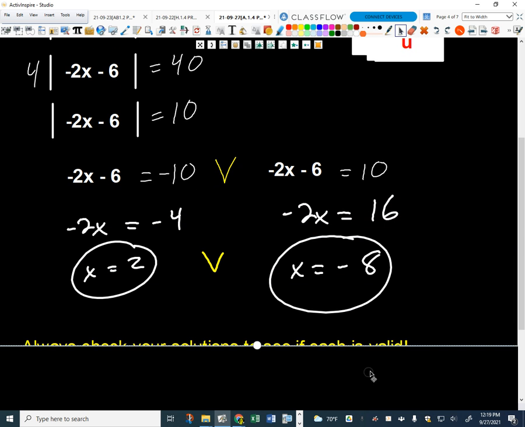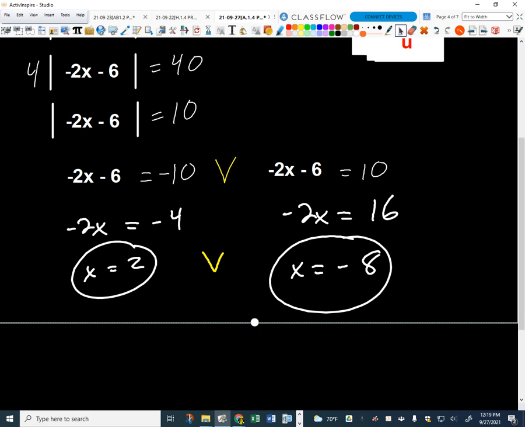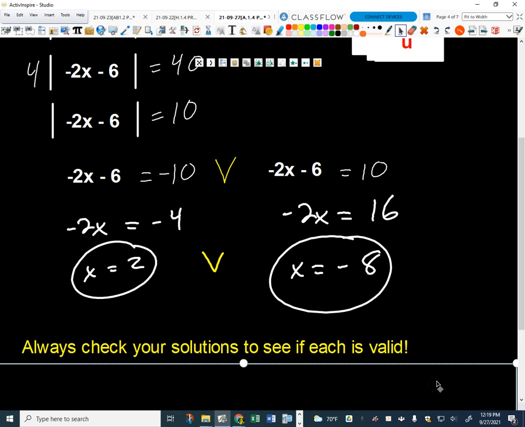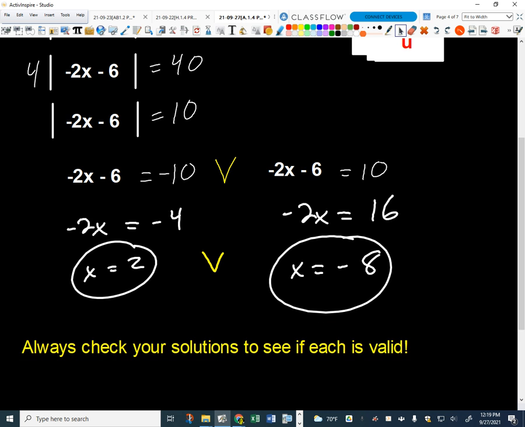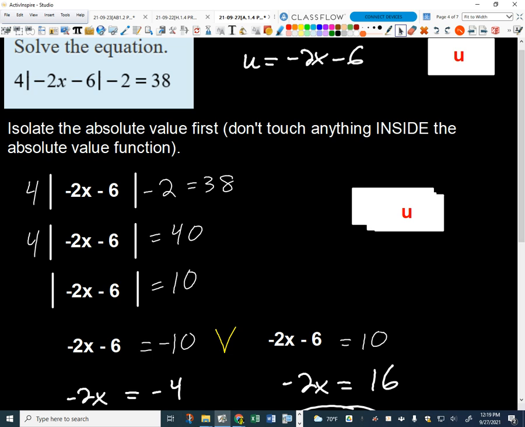Well, what am I going to do to solve? That's no big deal. To isolate the x, aren't I just going to add 6 to both sides and divide by negative 2? That's going to give me 2 over here. What about on this side? I'm going to add 6, divide by 2, and my 2 solutions are 2 or negative 8. How could I check to see if I get them right? Plug them back in. I'm going to plug them into the original equation and see if they work. Okay?